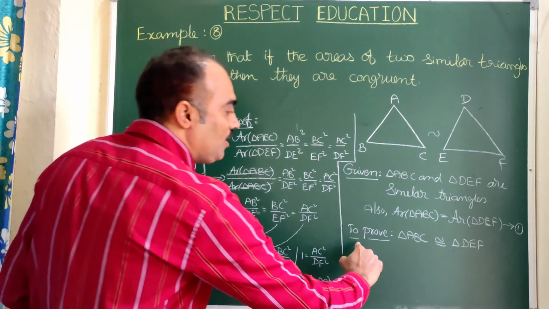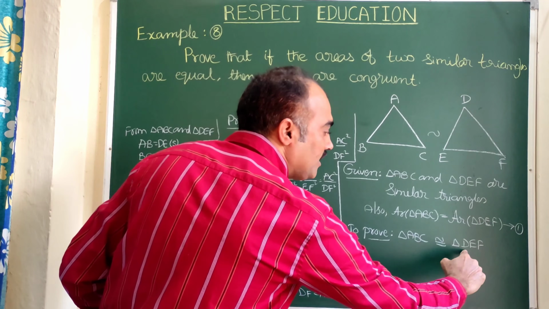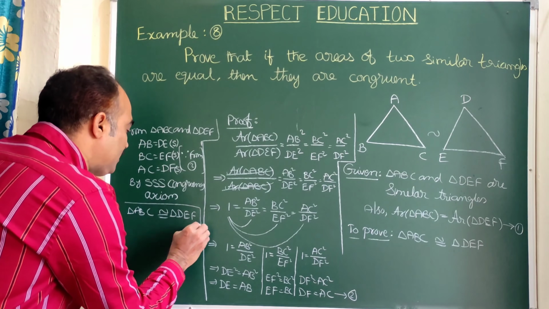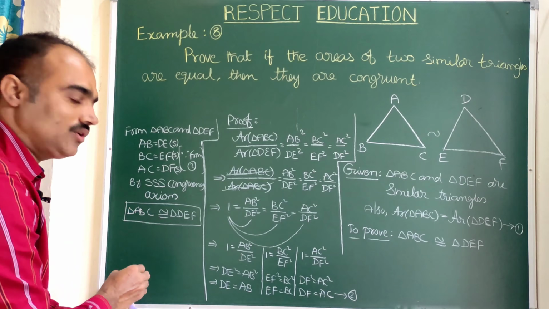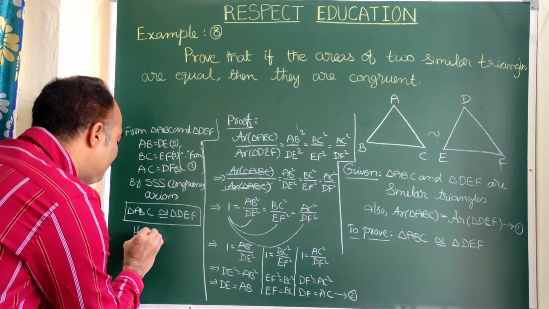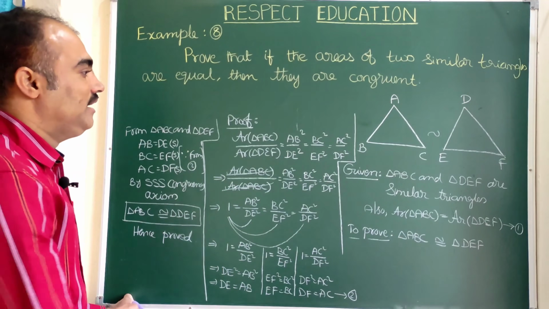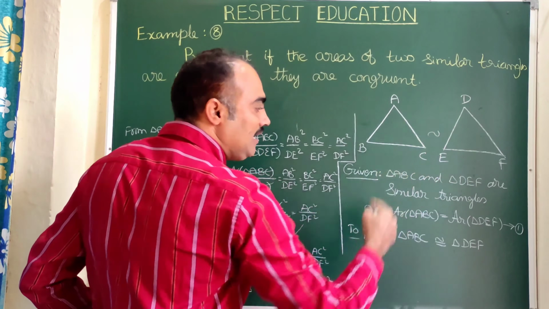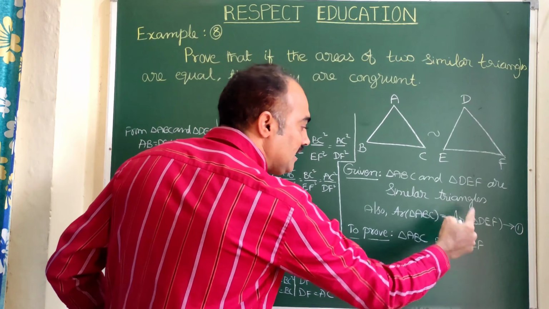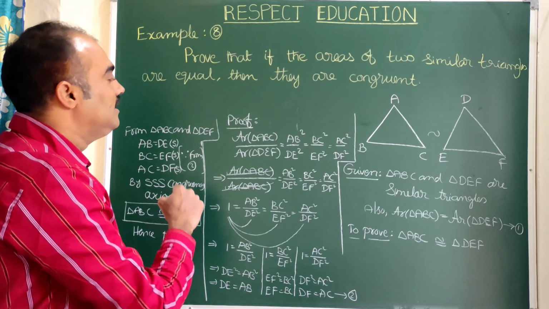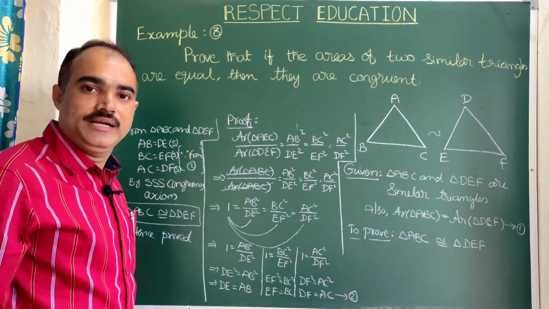Clear? Here you see what is to be proved: ABC is congruent to DEF. Here we got triangle ABC is congruent to triangle DEF. So here we can say hence proved. So if two triangles are similar, if their areas are equal, then both the triangles are congruent. With this example 8 gets completed.